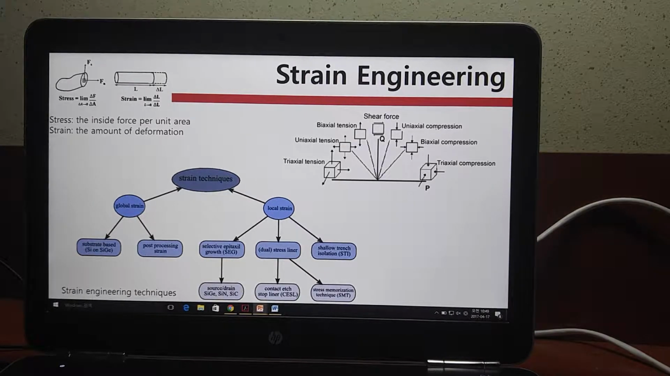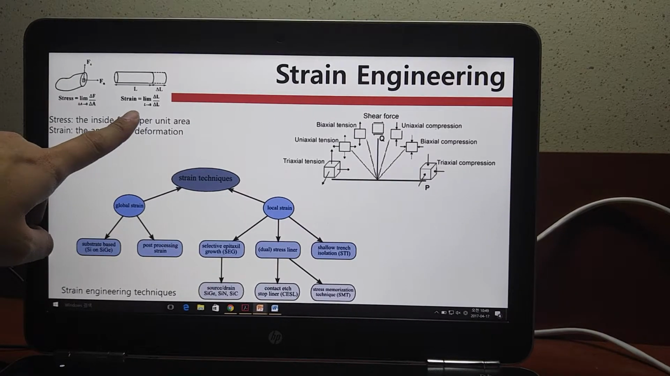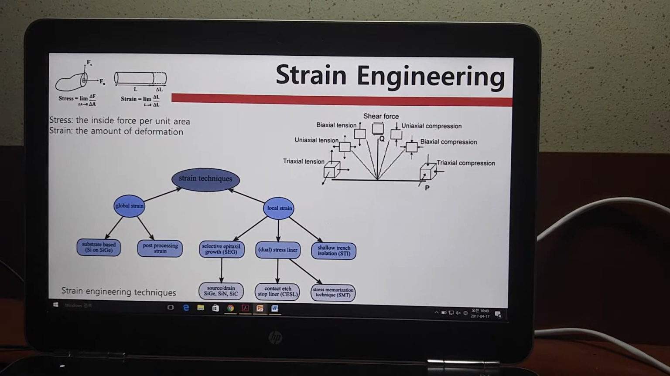Before I cover strain engineering, we must know the two types of forces. One is stress, which is the inside force per unit area, and the other is strain, which is the amount of deformation.